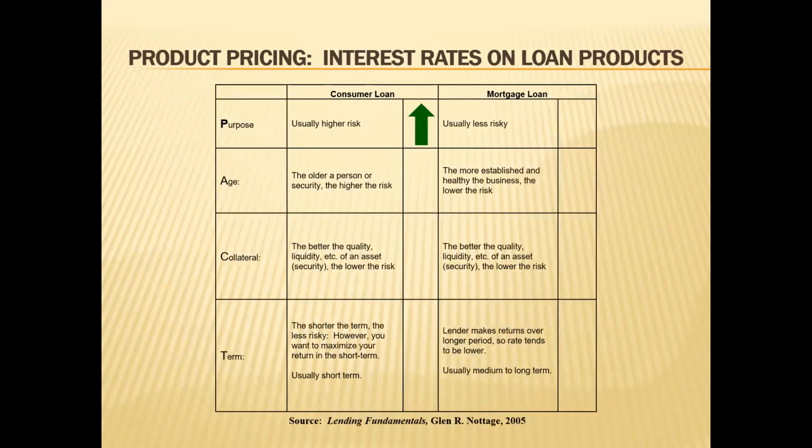Okay, so page 41, you can utilize arrows for up or down. So when we look at P, the purpose, for consumer loans, you find because the risk is usually higher, the interest rate tends to be higher. So that is why the arrow is pointing upwards. On purpose, for consumer loans, the interest rate is usually higher because the risk is higher.